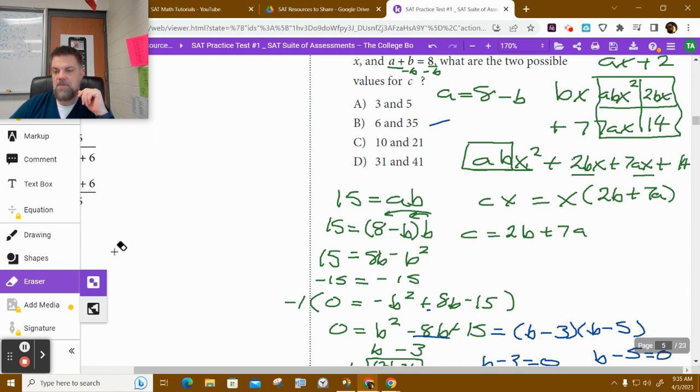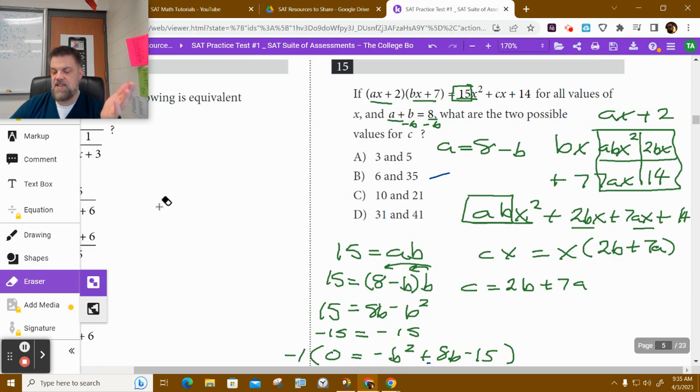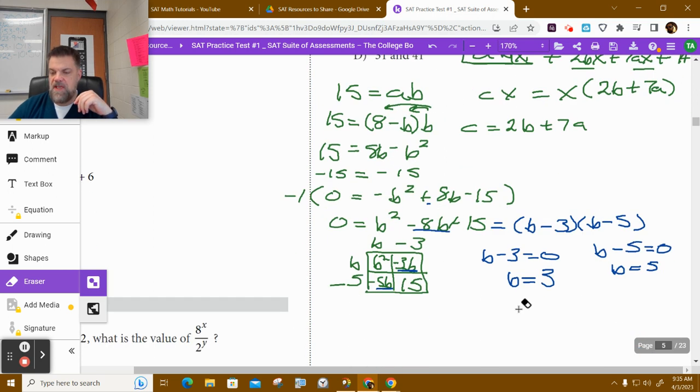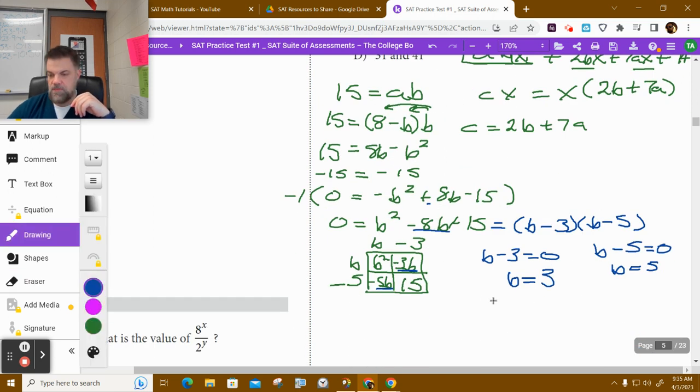But we got to figure out what it is for c, right? Because the question is asking us what is c. So we got to plug those in here. If they add up to 8, when b equals 3, what does a equal? a would equal 5, right? Because a plus b has to equal 8. Now, if b equals 5, then a equals 3. Do you guys see where I'm getting that from? So we got to plug those in here.